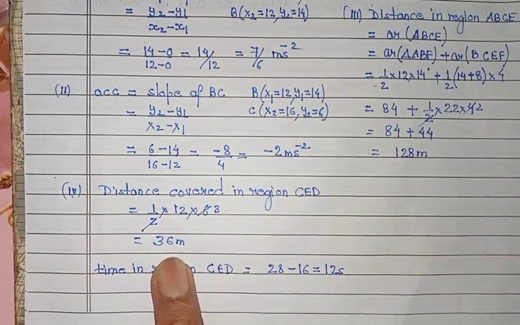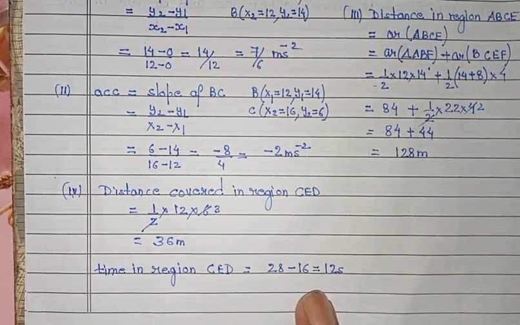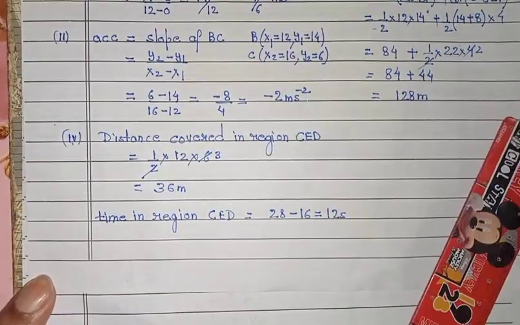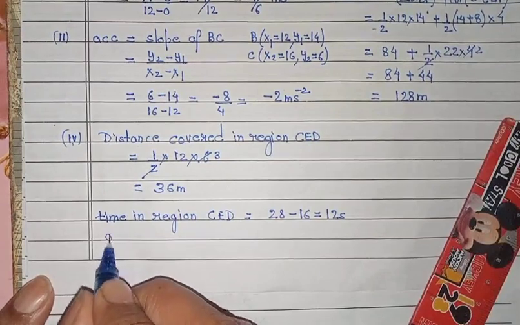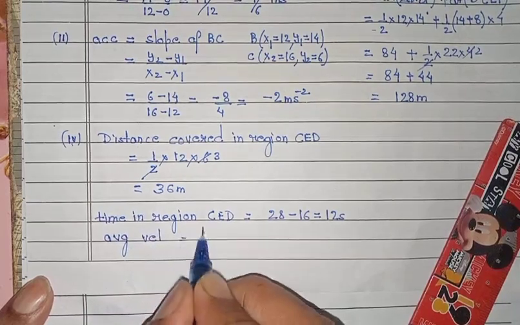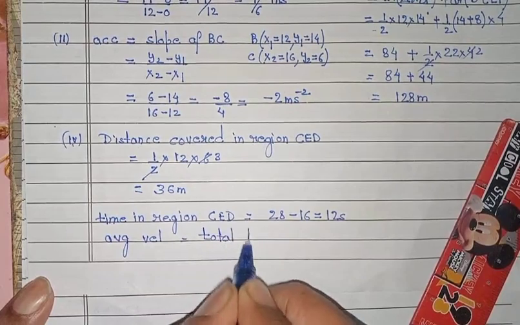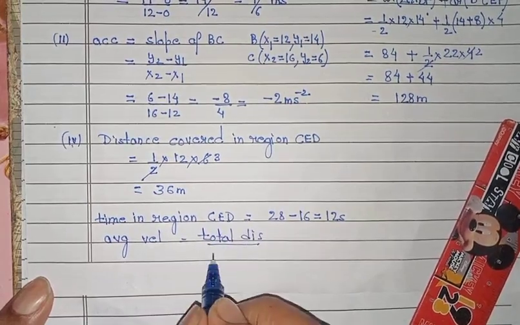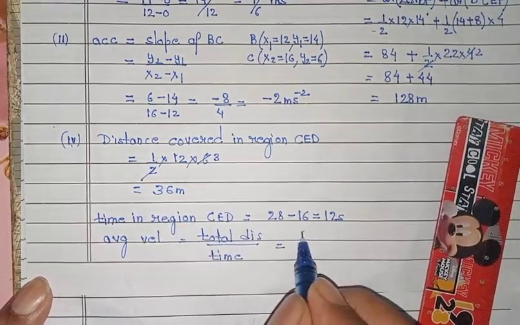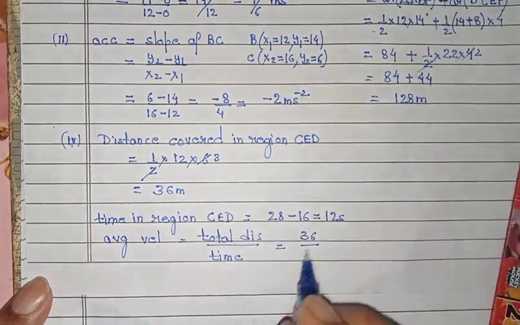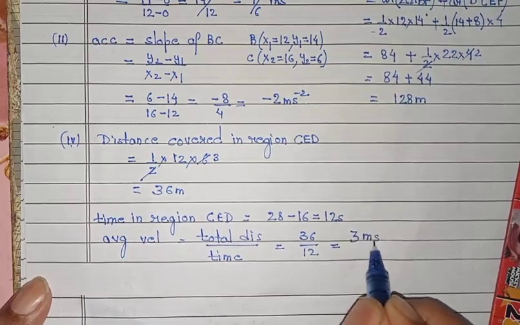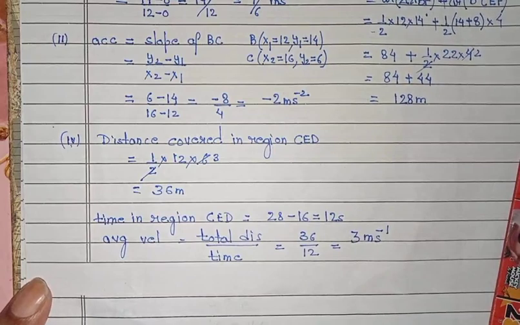Now we have got the distance covered, we have got the time taken, so we can get the average velocity here. So let's find the average velocity. Total distance upon total time. So here the distance covered is 36 and the time taken is 12. So that will give you 3 meter per second. This is clear to you now?